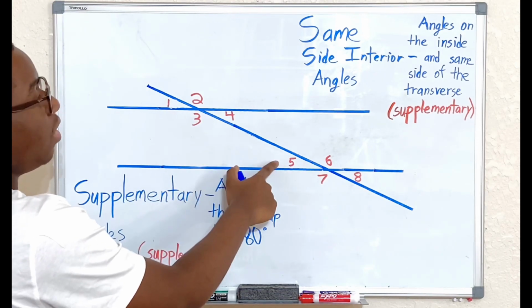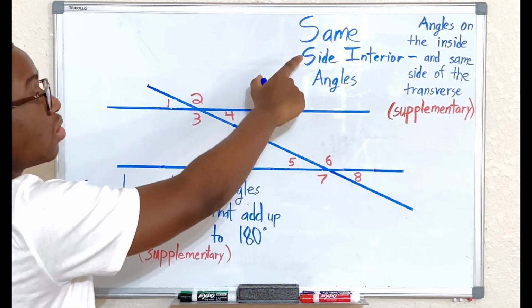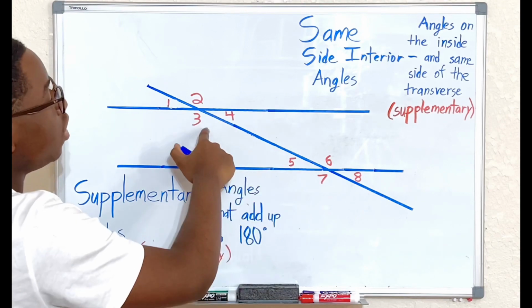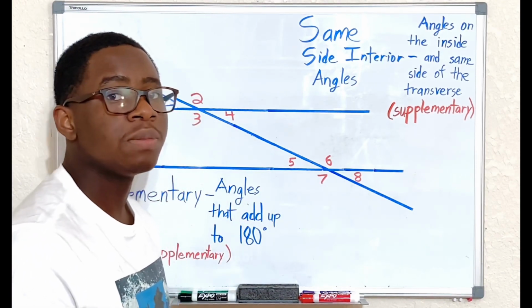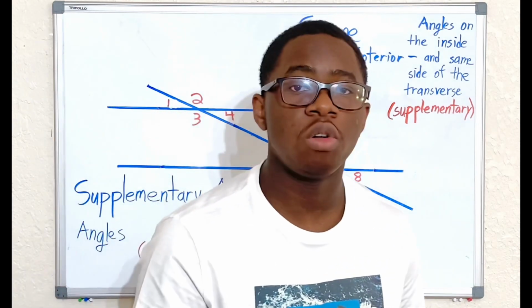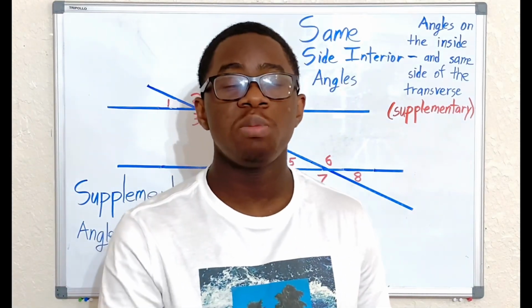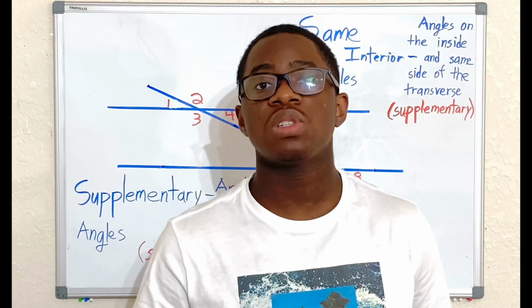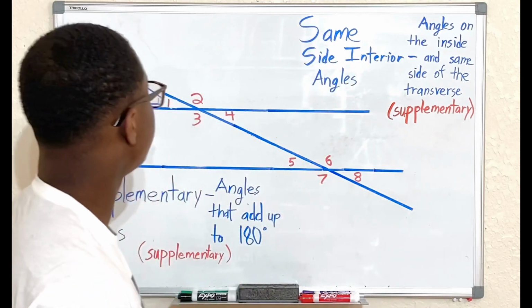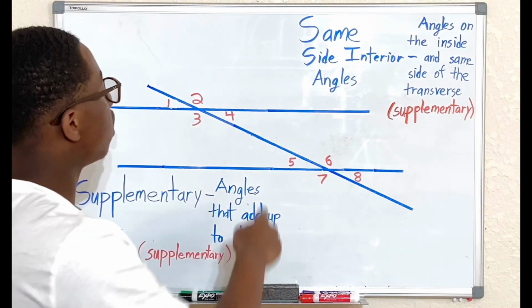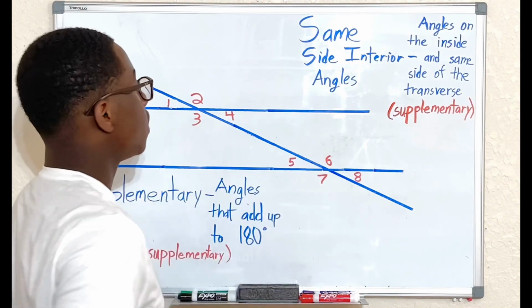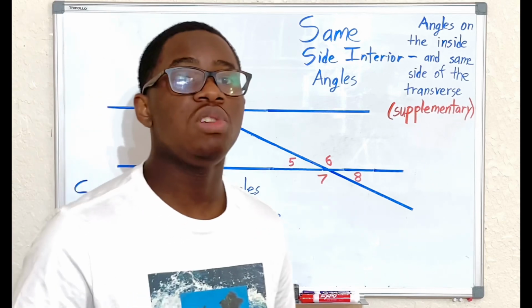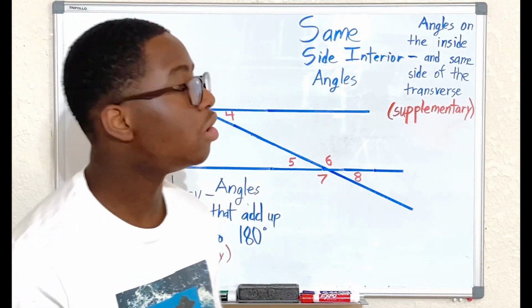3 and 5 are supplementary and also same side interior angles because these angles together will add up to give you 180 degrees. Try it on your own at home. Just create 2 parallel lines, put a transversal, and you can use a protractor, measure the degree of angle 4 and the degree of angle 6, and you'll find out that they should both equal 180 degrees.